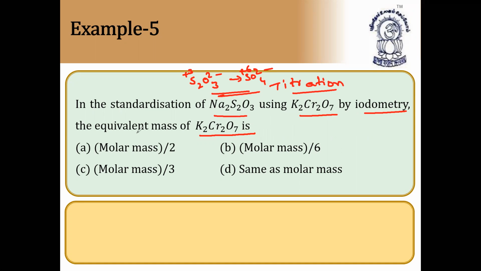In iodometry, the equivalent mass of potassium dichromate, in acidic or neutral medium, is equal to molecular weight by 6. Equivalent mass is equal to molecular mass by 6. So the answer, let us check the answer now, is molecular mass by 6. Very, very important.